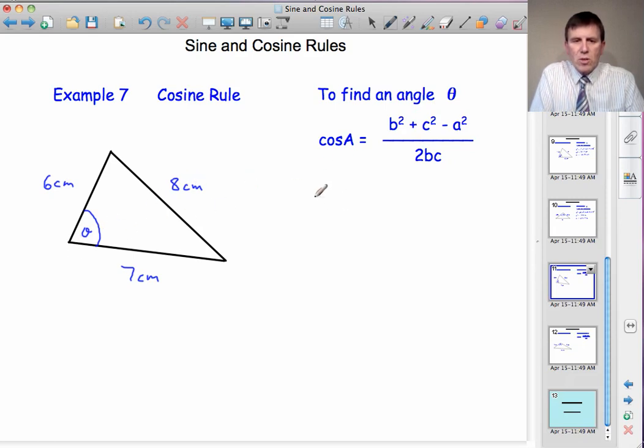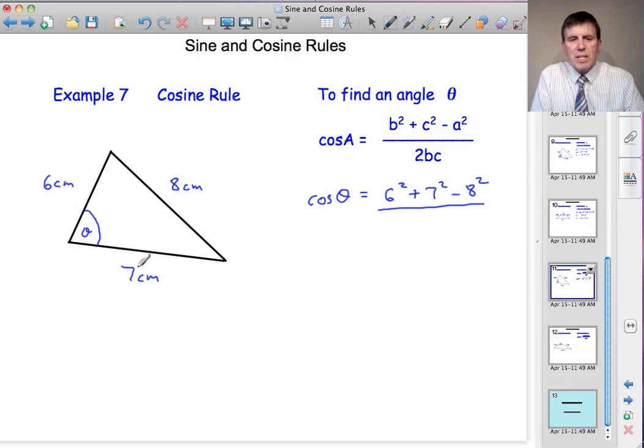So I can say that cos theta is equal to 6 squared plus 7 squared minus 8 squared divided by 2bc. Now the one that's missing, the a, is the one that's opposite the angle you're trying to find. So this should be 2 times 6 times 7.